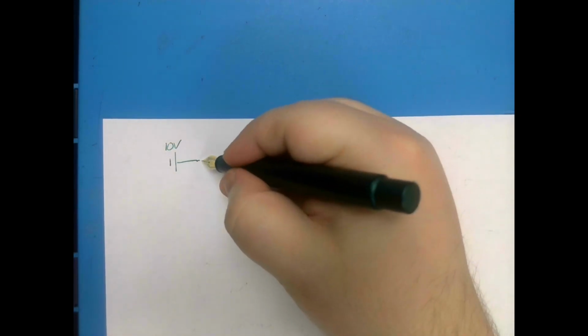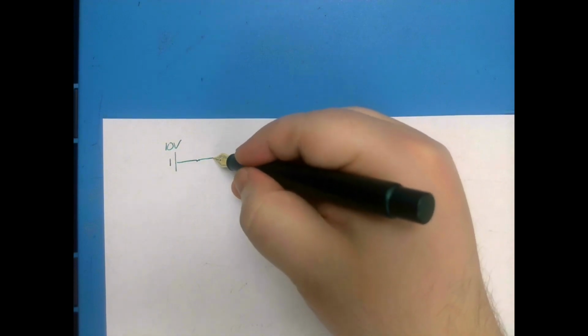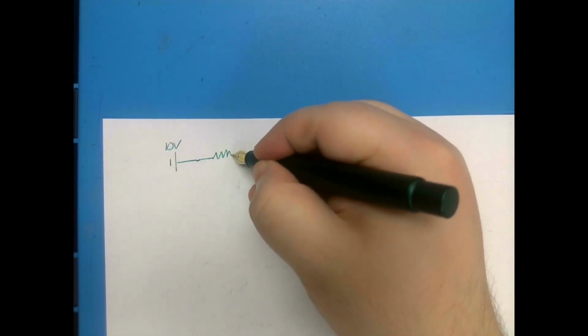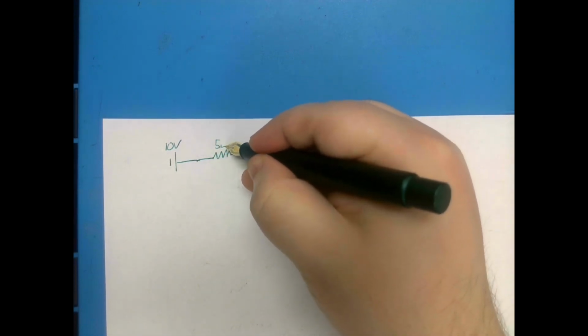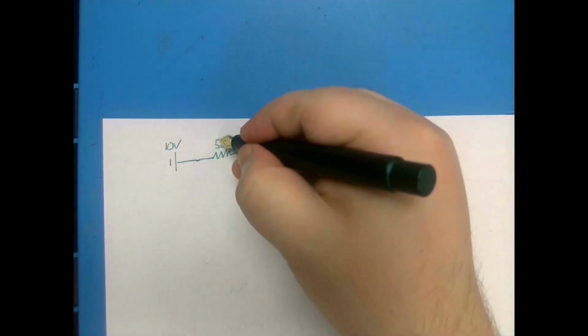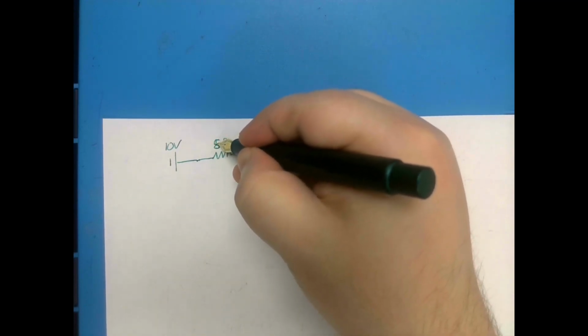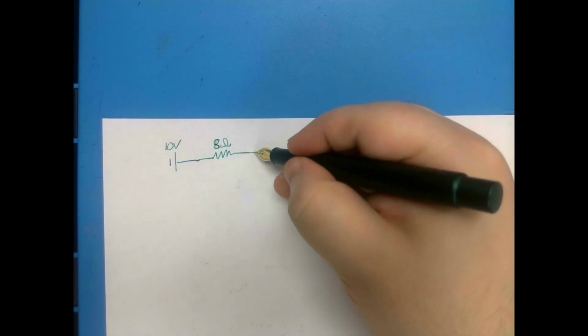Volt battery. 5 ohm, or let's do 8. 8 ohm.